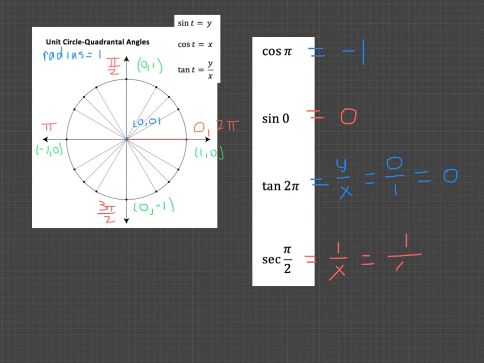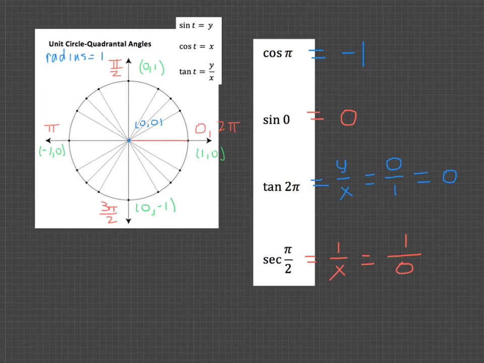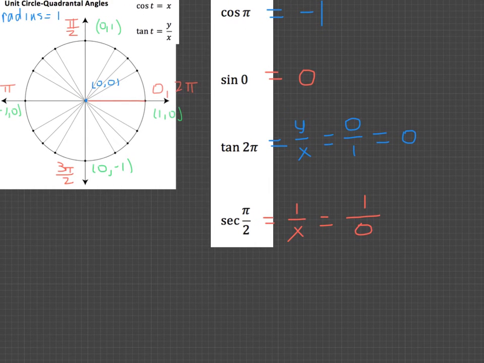Well, the x-coordinate is 0. Well, 0 in the denominator is undefined. So this trig function value does not exist. The secant of pi over 2 does not exist because we get 0 in the denominator.